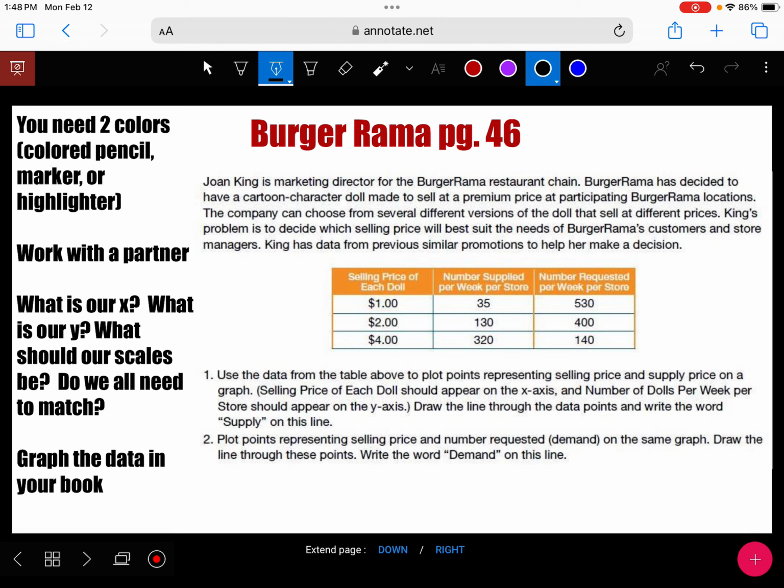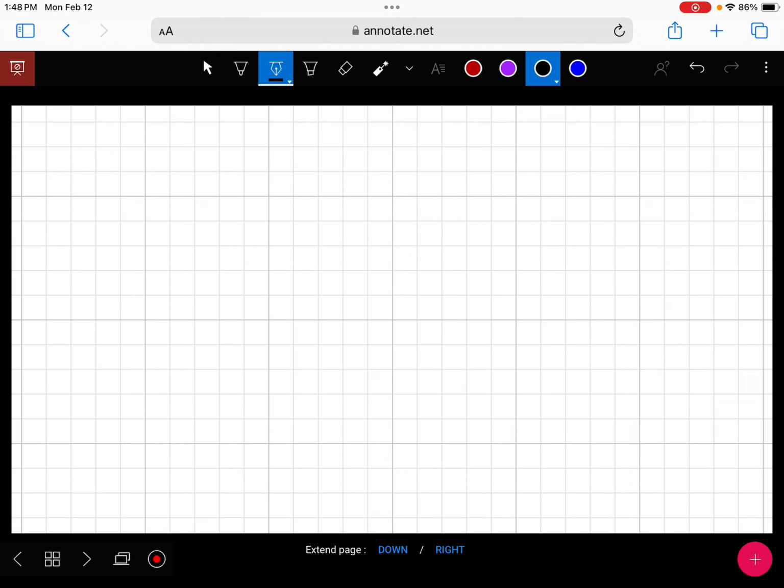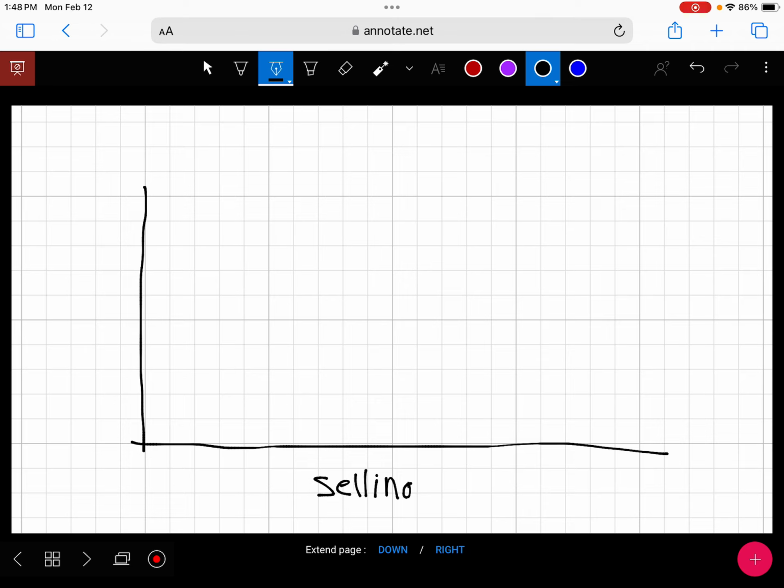So they give us this table of information, and they've told us which sides we need to label. So when we have our graph, we're going to have our selling price on the bottom, and it's the number of dolls on the Y.